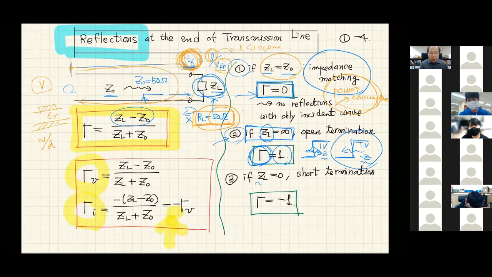Third one is short termination, then the reflection coefficient is minus one. So if this is the incident wave, the reflected wave will be generated by the short termination. In this case, the reflection direction is the minus G direction, and the voltage transition is 0 to minus V.